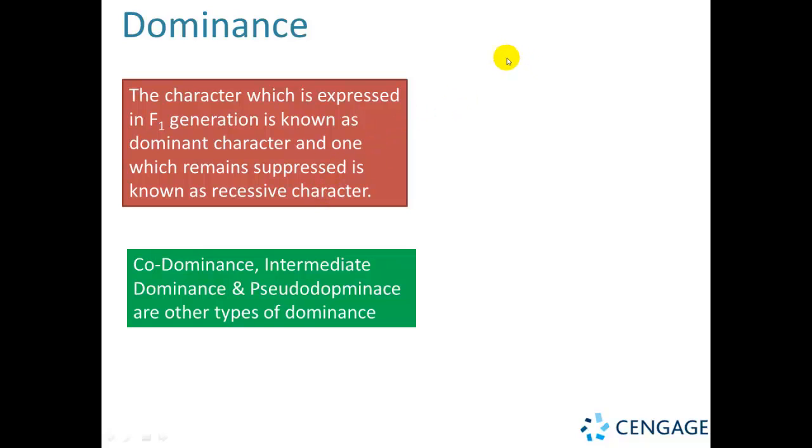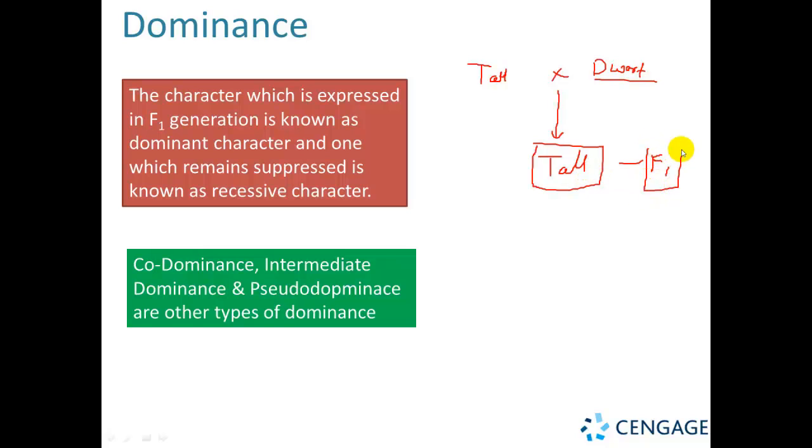I am sure you know that if I cross a tall with a dwarf plant, in F1 we are going to get a tall plant, right? So what we are seeing is that tallness is going to dominate in the F1 generation and dwarfness is going to remain suppressed. Whatever character is expressed in the F1 generation is called a dominant character. So please remember that dominance is always identified with reference to the F1 generation.